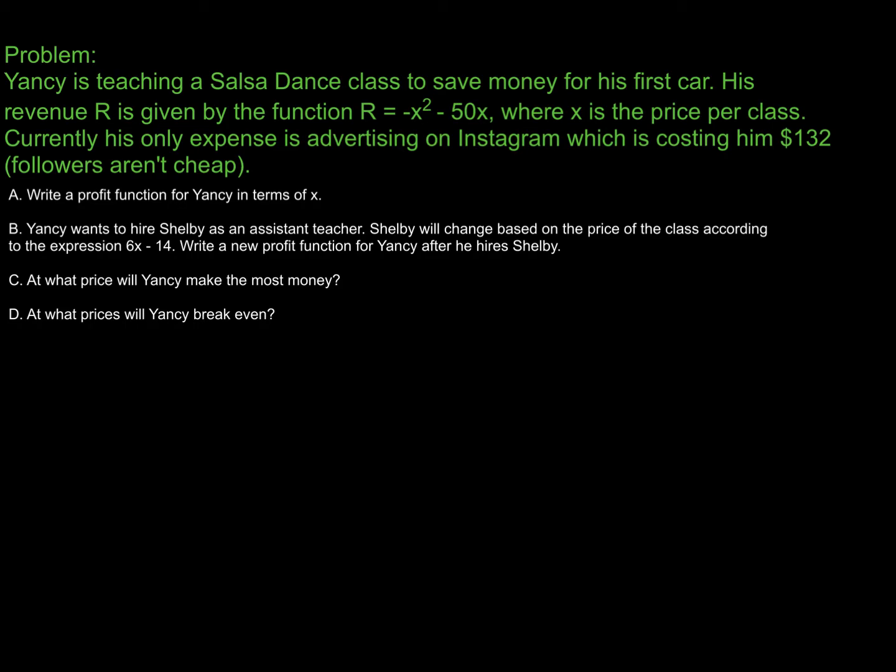Apparently followers aren't cheap. So we want to write a profit function for Yancey in terms of x, and then we find out that Yancey wants to hire Shelby as an assistant teacher. Shelby will charge based on the price of the class according to the expression 6x minus 14, and so we want to write a new profit function for Yancey after he hires Shelby. And then we want to know at what price will Yancey make the most money, and at what prices will Yancey break even. So you're going to copy this down and try this on your own.